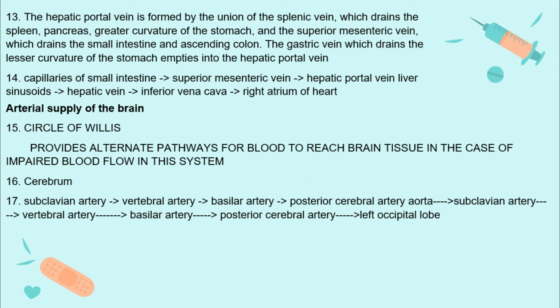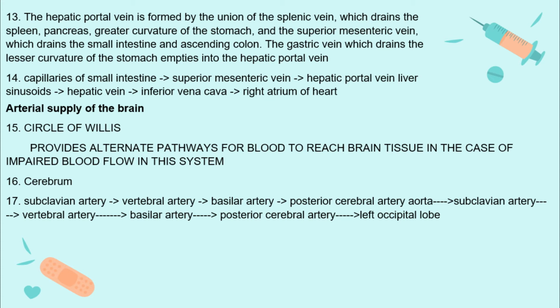Number 14. Trace the flow of a drop of blood from the small intestine to the right atrium of the heart, noting all structures it encounters or passes through on the way. The first one is the capillaries of the small intestine, to the superior mesenteric vein, to the hepatic portal vein, liver sinusoids, to the hepatic vein, to the inferior vena cava.